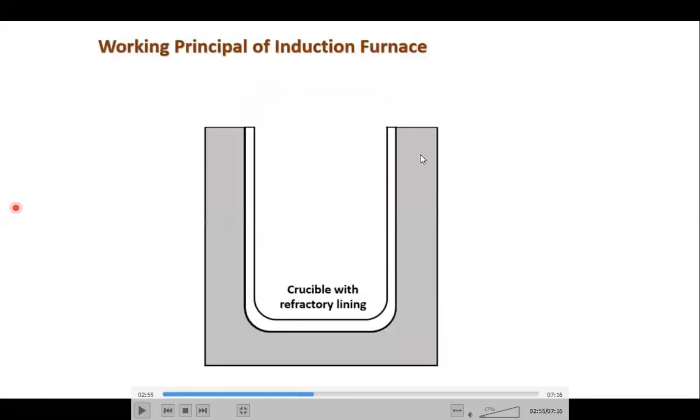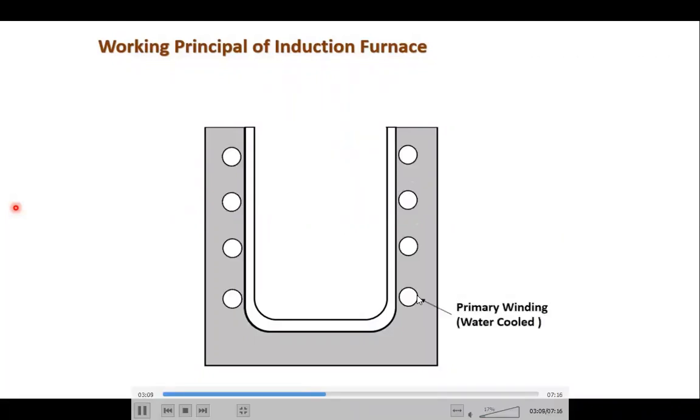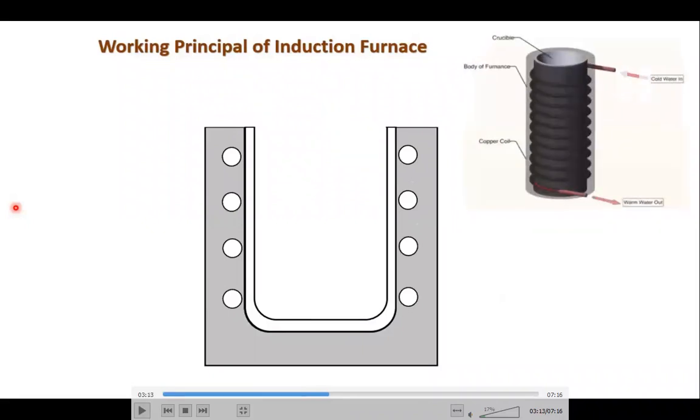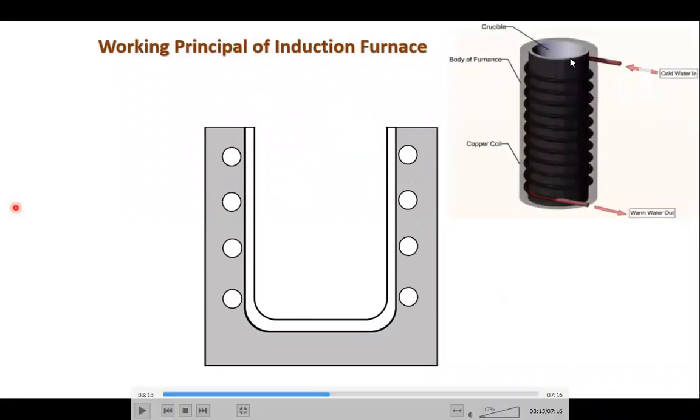So this is the body of the furnace. Inside the body of the furnace, a crucible with a refractory lining is arranged. The primary winding is water cooled. This is the part which is used; it is wound around the crucible. So this is the crucible inside.